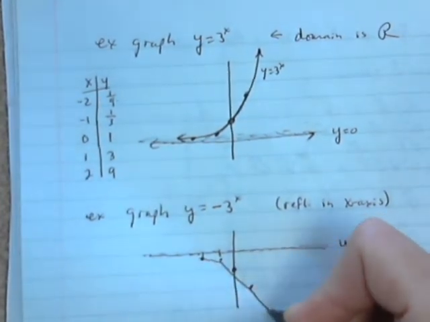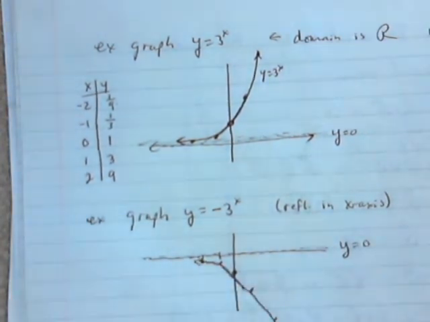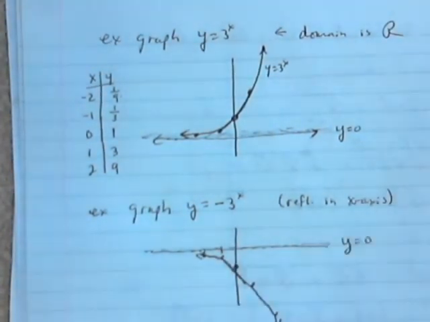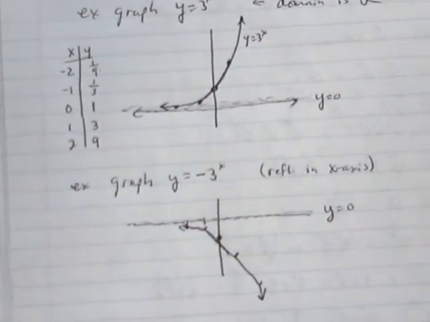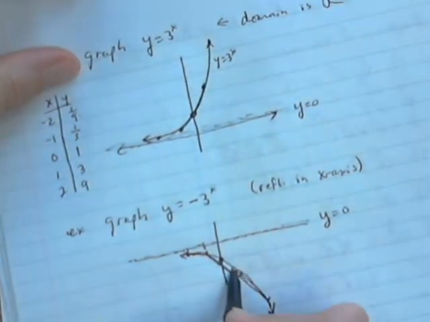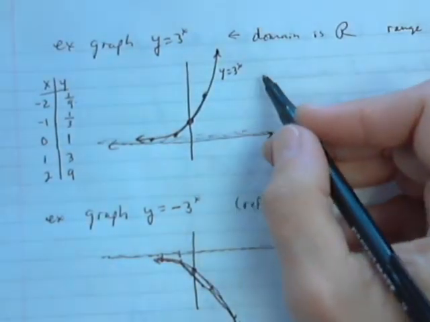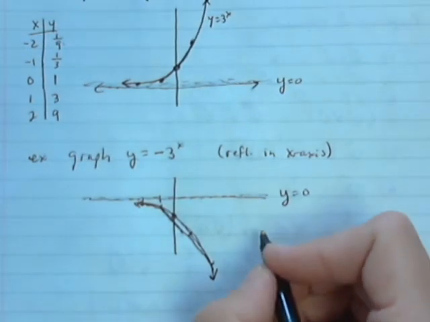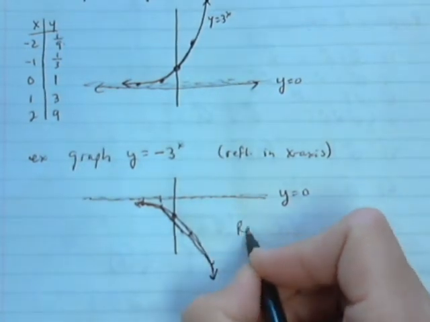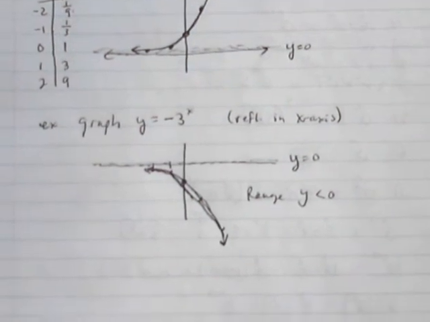You might want to write down some of those notes that I'm saying. Reflect in the x-axis, which means negate the y values. That's not a very good graph, of course. All right, in this case up here, the range is y is greater than 0, but in this case, the range is y is less than 0, but the domain is still the same.